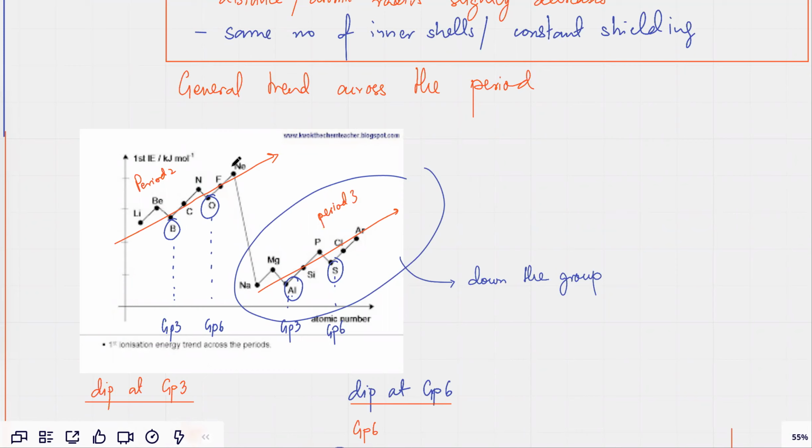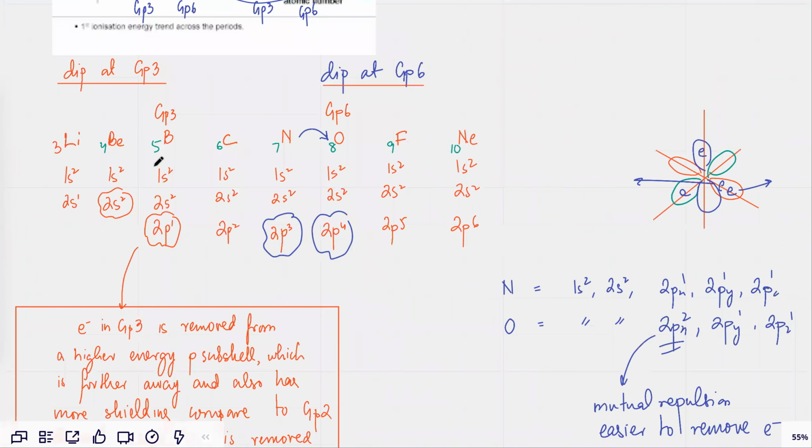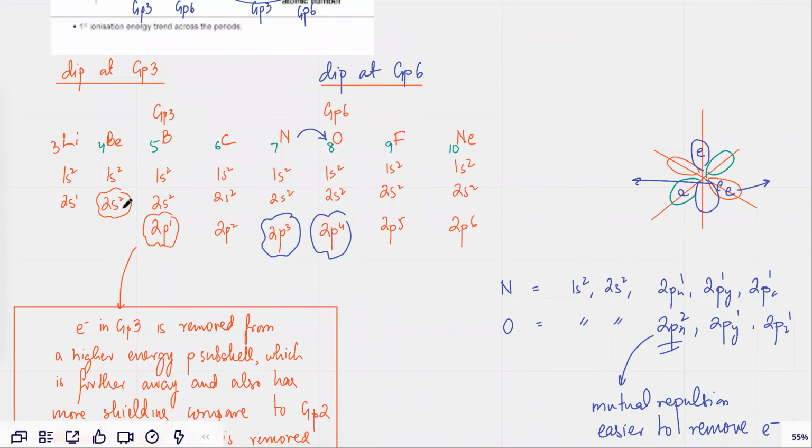And then we talked about the dips at group 3 and group 6. I told you that was because of the orbitals changing. Like in beryllium, the electron is being removed from the 2s. In boron, the electron is removed from a slightly further orbital, the 2p. So it becomes easier to remove electrons.